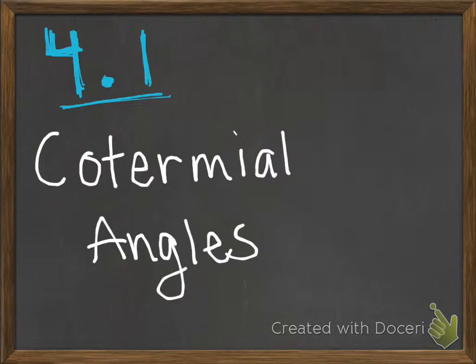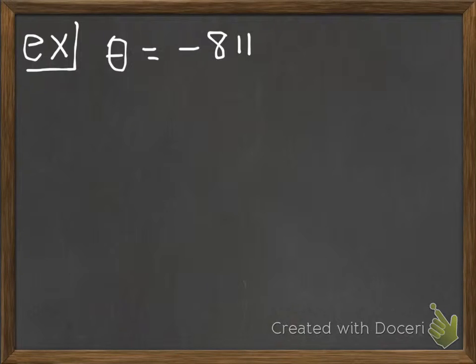We again are in section 4.1, and today we're going to discuss coterminal angles. Before we get into what a coterminal angle is, I want to go back over graphing one more time. So for our first example, we're going to graph an angle of negative 8 pi over 3.